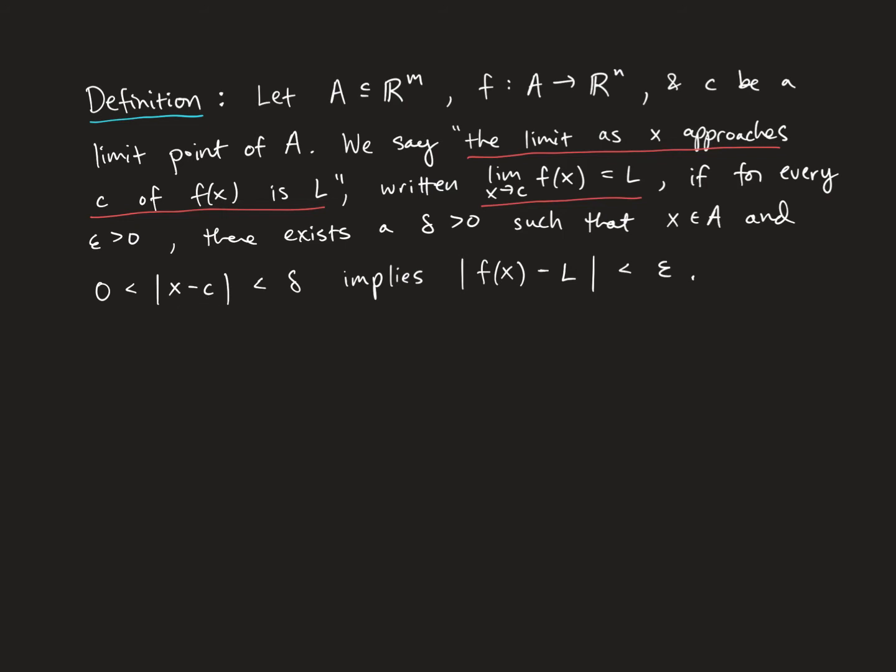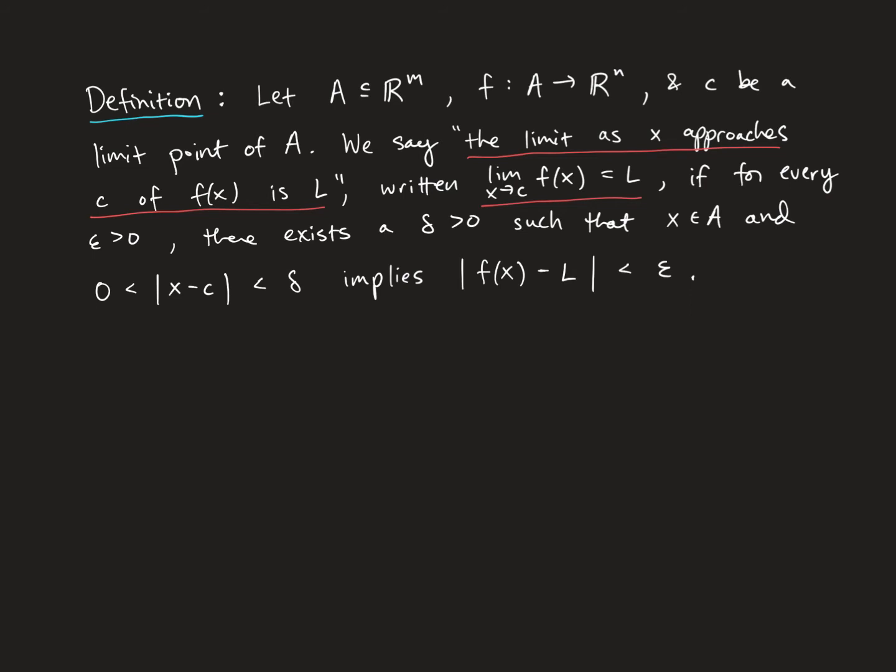So if it's closer to c than delta, then that has to imply that f of x is within epsilon of L. Basically your skeptic challenges you, says, I bet you can't get f of x within epsilon of L, and you just have to respond by saying, as long as we're this close to c, then in fact we are within epsilon of L. Okay, so that's the entire definition there.